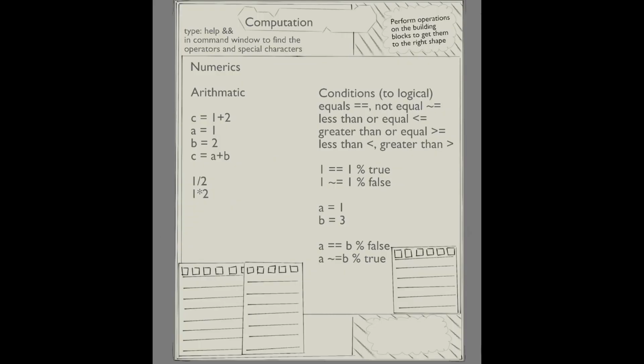All right. So the next step, we've got the variables, we've got structures, now we've got computations, right? So a way in Matlab to find the computations is use the command help and.